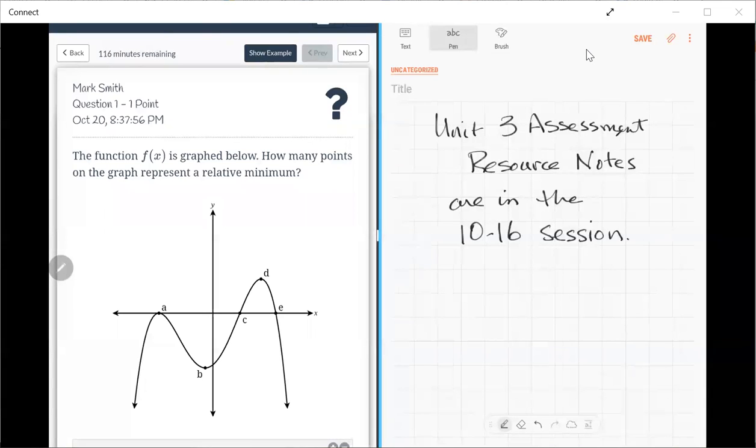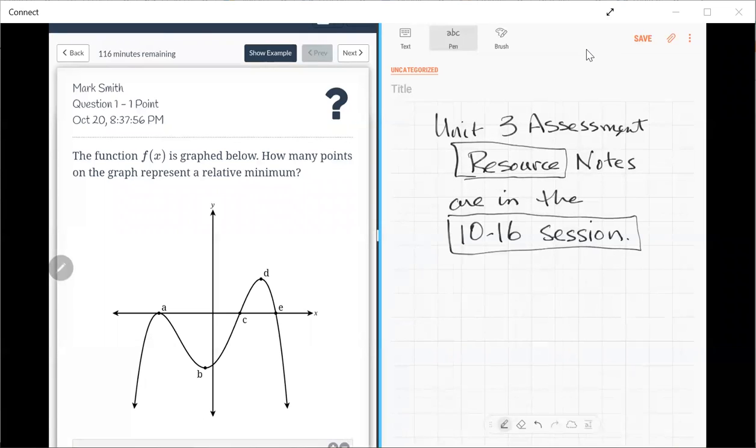This is a help video on how to use the notes for the Unit 3 assessment. I'm going to be using notes. Those notes can be found in the 1016 session under resources. I suggest you use them because that's what I'm using.